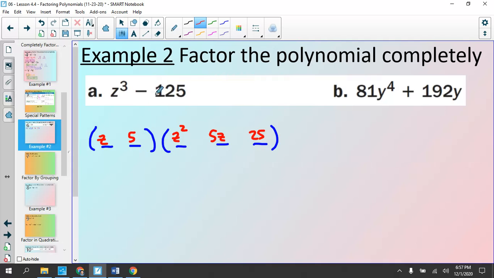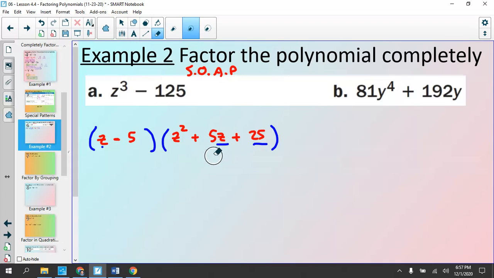Okay. So then the last part, here's that SOAP, S-O-A-P, where the first symbol, the first operation is going to be the same as I see in the original. The second one's going to be opposite. So the opposite of negative is positive. And then the last one is always positive. And that's, other than, I don't like these lines here, but other than that, that's how that would factor.